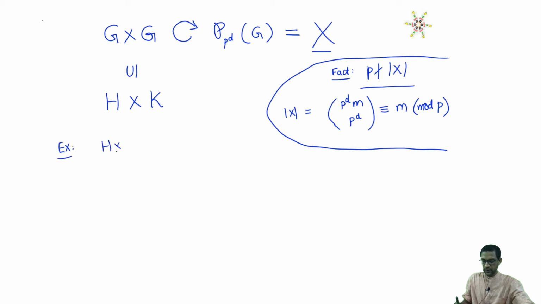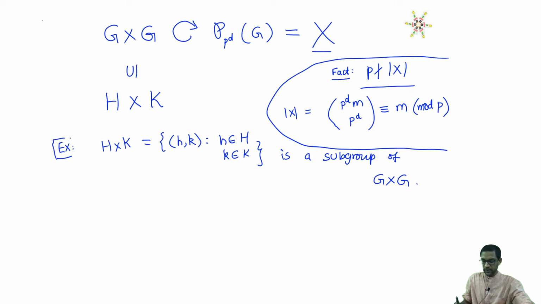Check that H cross K, which is by definition the set of all ordered pairs (h, k) where h comes from H and k comes from K, is actually a subgroup of the group G cross G. Having done this, assuming you have done this exercise, what is it that you get? Now observe, what is the cardinality of this group H cross K?